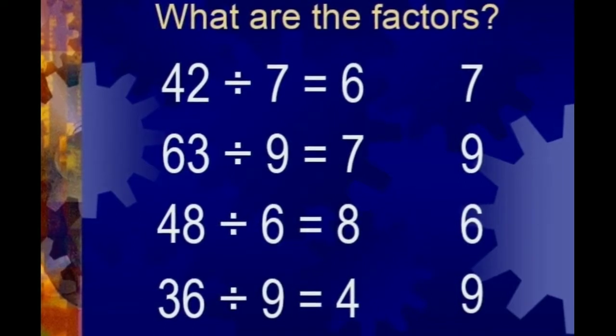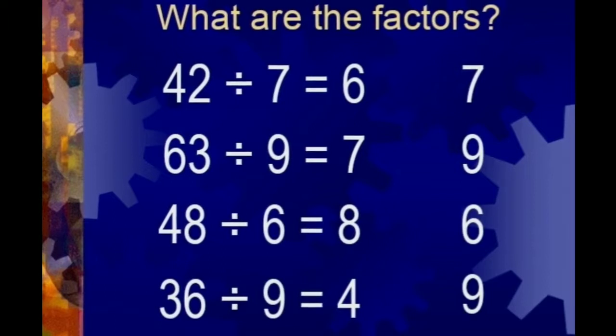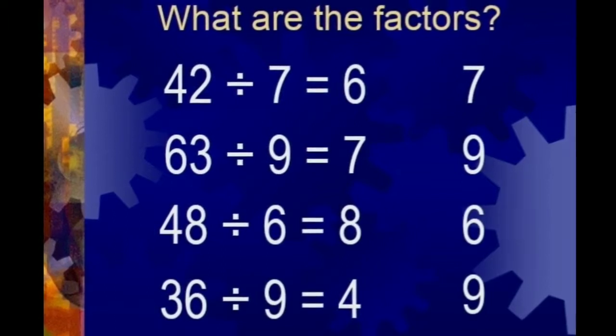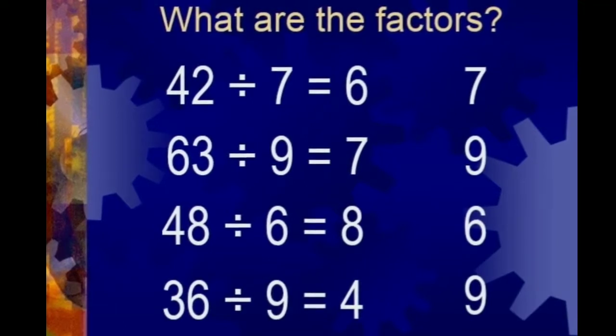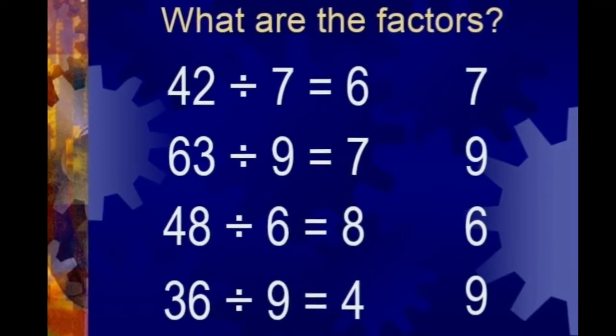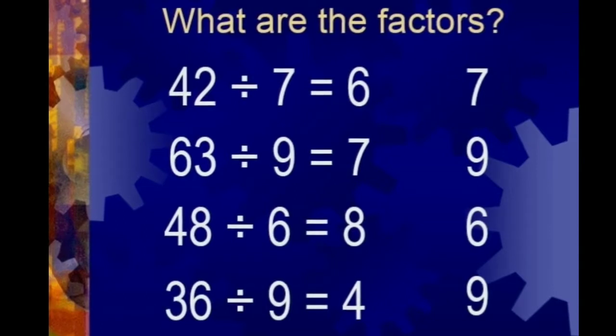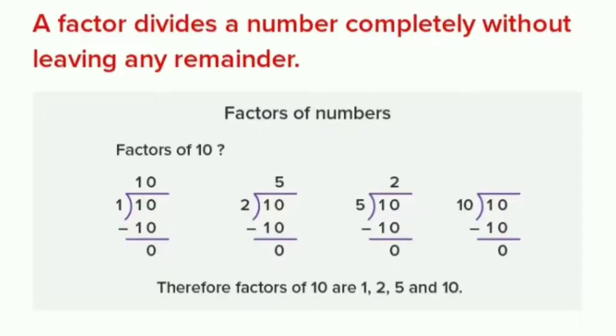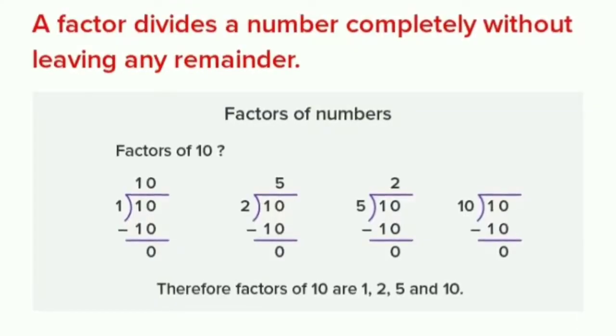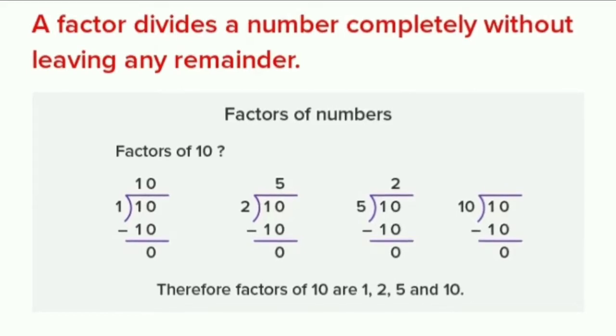63 divided by 9 is equal to 7. So 7 and 9 are the factors of 63. 48 divided by 6 is equal to 8. So 6 and 8 are the factors of 48. 36 divided by 9 is equal to 4. So 4 and 9 are the factors of 36. So what have we understood now? We have understood that a factor divides a number completely without leaving any remainder.